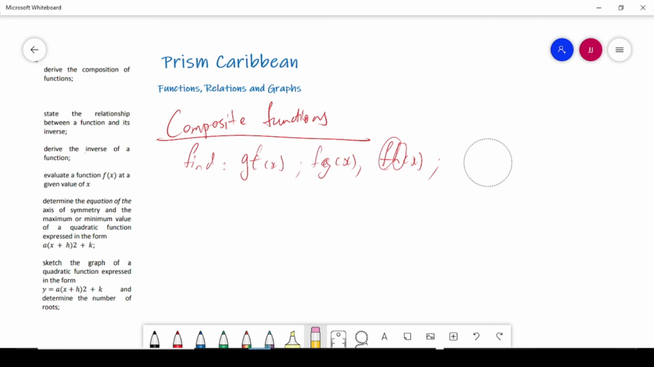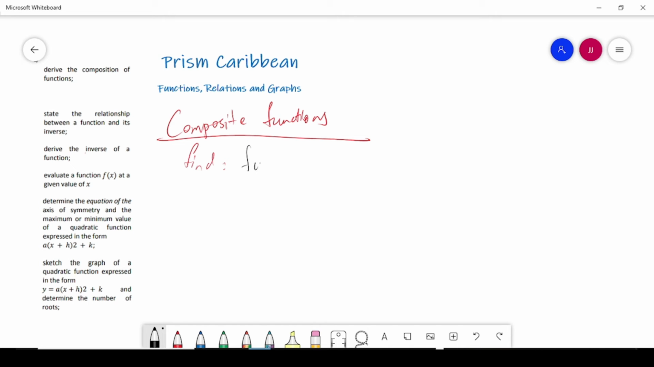And many students tend to be shy about composite functions. They tend to think it's a very hard topic, when I believe it's probably one of the easiest topics to grasp. So we're going to go off easy. Of course, with practice, you can only get better, right?